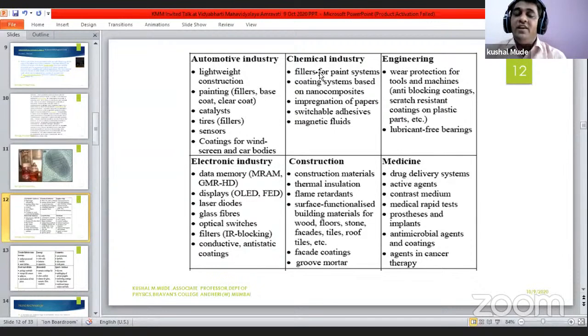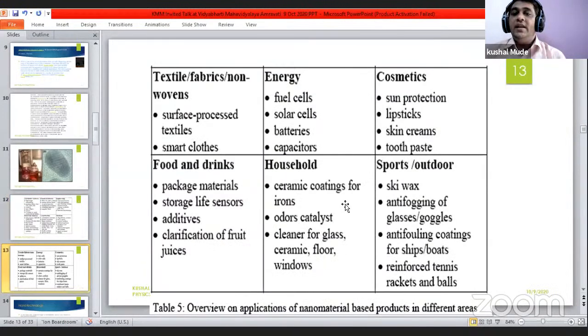What feeling will you get, whatever the cotton and all the material used in that case, that's a very fine form. Okay, so that can improve the performance there as far as this nanoparticle is concerned. So these are the fields in front of you: the medicine, engineering, construction, electronic industry. Okay, this is the simple flash of this. Textile, food and drinks, household, energy, cosmetics, sports, everywhere that is used.